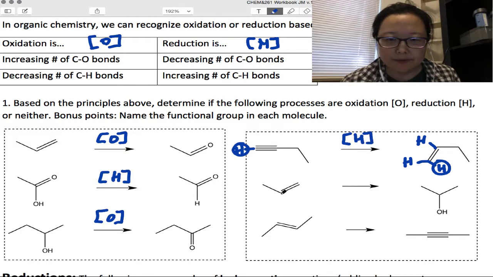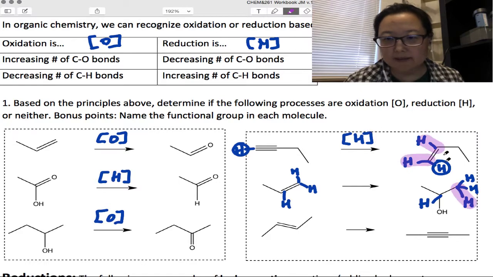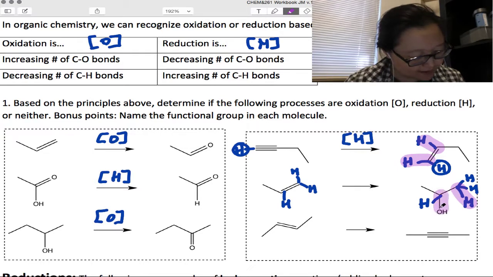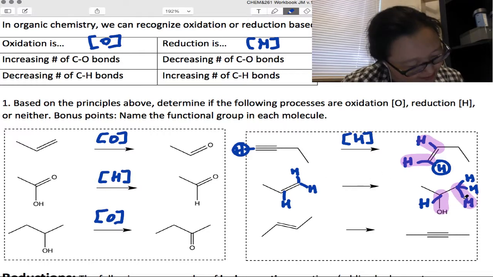In this example, I've got hydrogens here and here and here. Now let's see what happens. We added a C-O bond, so that looks like oxidation. But then I also added a C-H bond right here. So just sort of highlighting my new bonds. So I actually have an oxidation and a reduction. So in an addition reaction, which are all the reactions we've been learning so far, reactions to a pi bond, it turns out that you're adding groups that cancel each other out. So this is going to be neither.